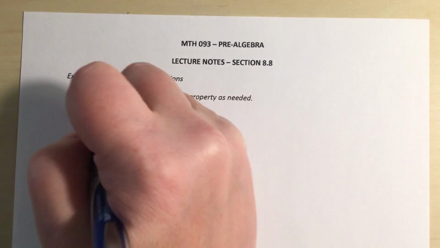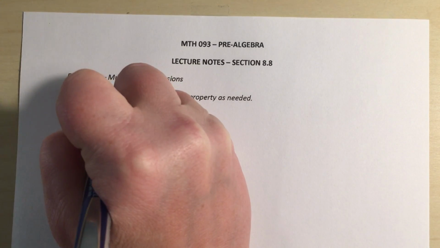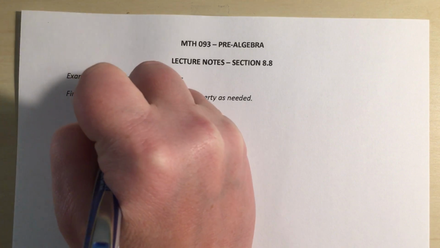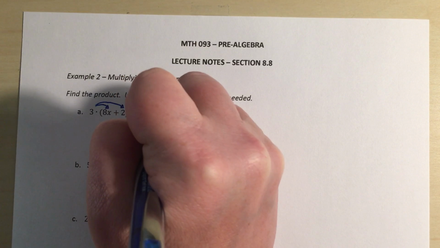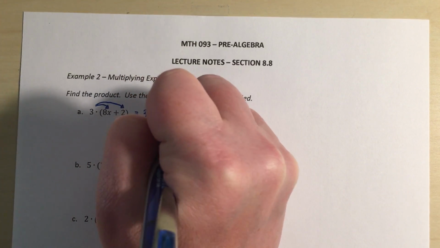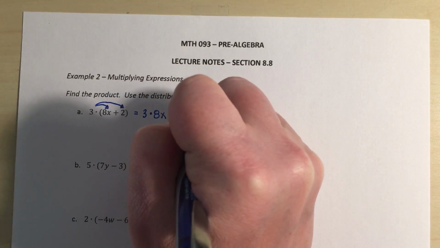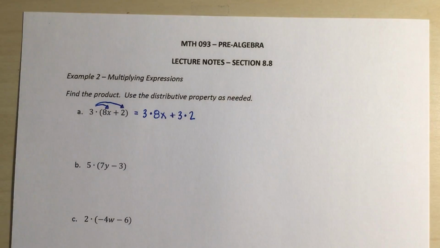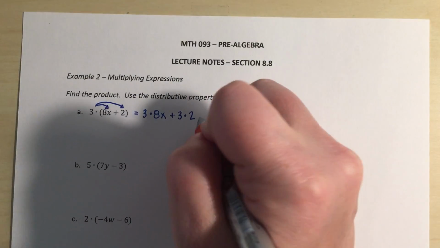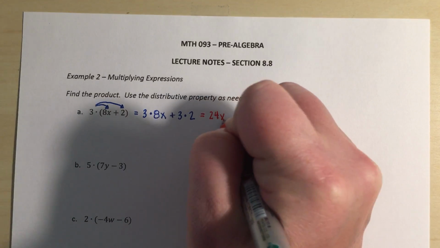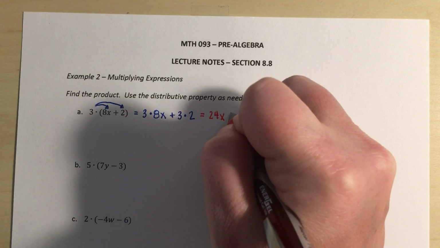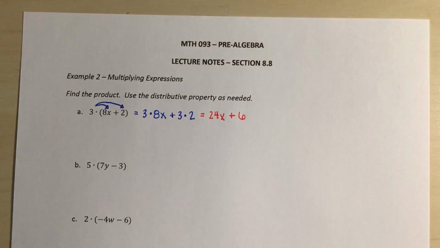Right? So for example A, I'm going to distribute this 3 to both pieces inside that sum. So I'm going to have 3 times 8x plus 3 times 2. 3 times 8x gives us 24x, and positive 3 times 2 is going to give us a positive 6.